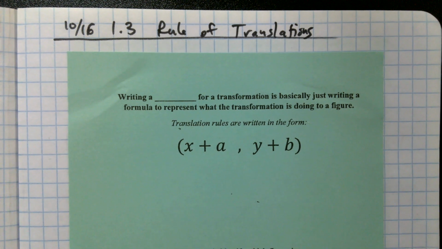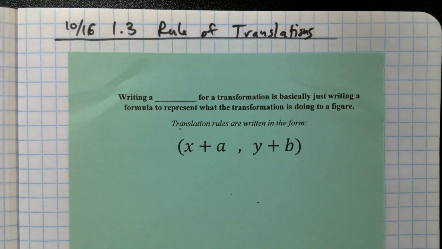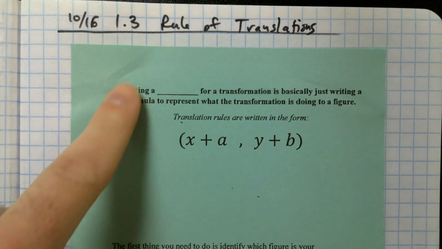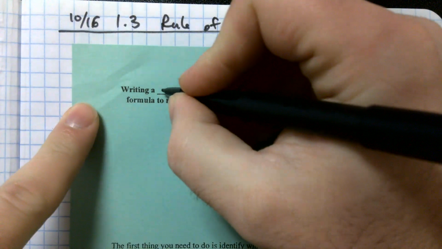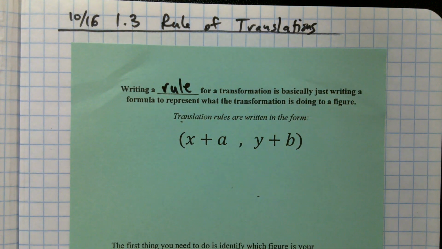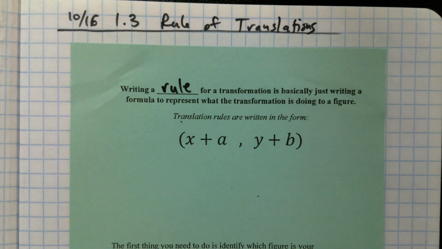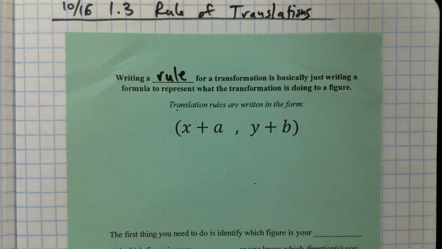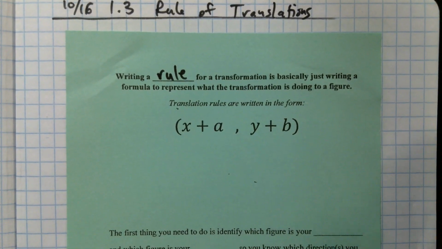So like I kind of mentioned in the warm-up, we're going to look at this more from a numbers perspective instead of a graphing perspective, but it's the exact same thing that we were doing, okay? What we're going to be writing today is called a rule. You guys know what a rule is? Something you gotta do. Something you got to follow, right? So in math, a rule for a transformation is basically just writing a formula, right?